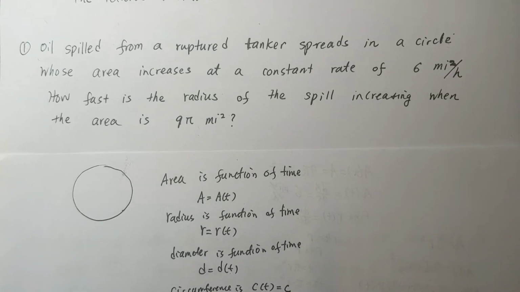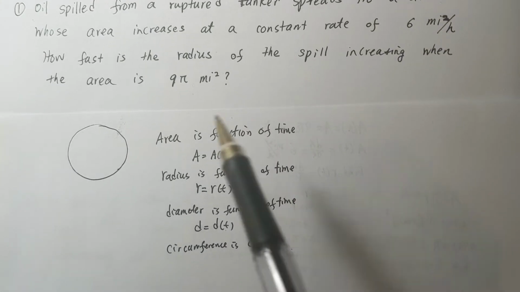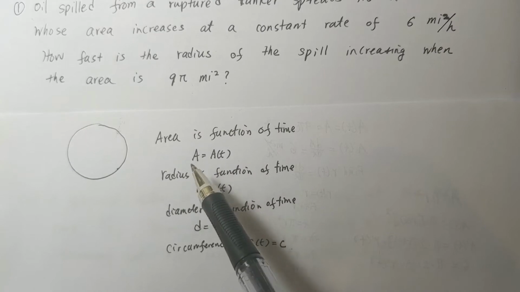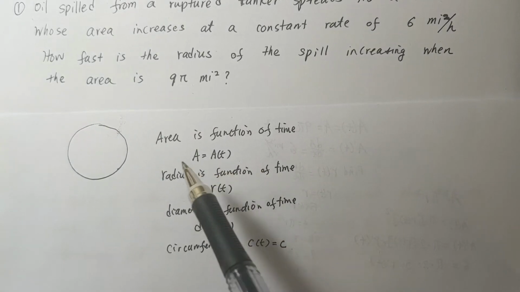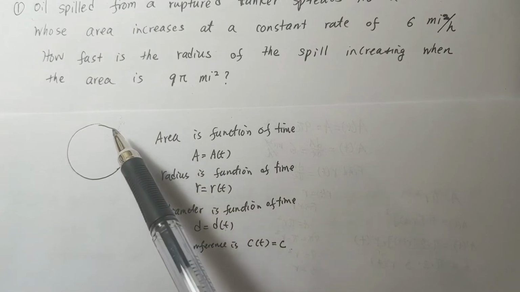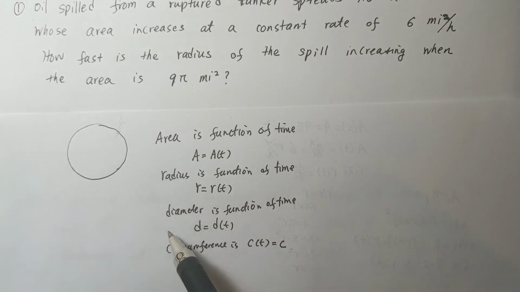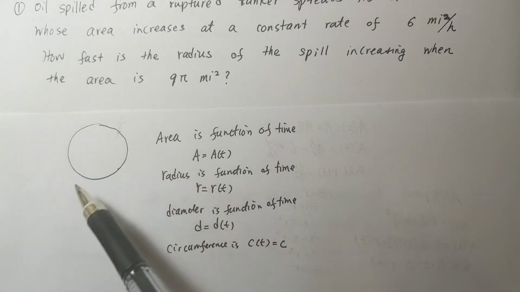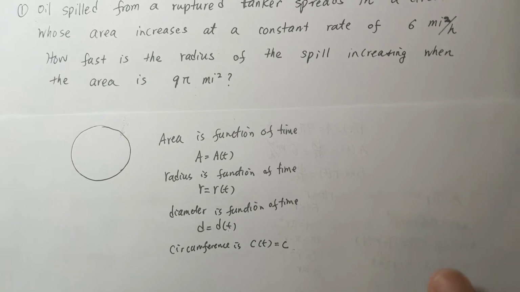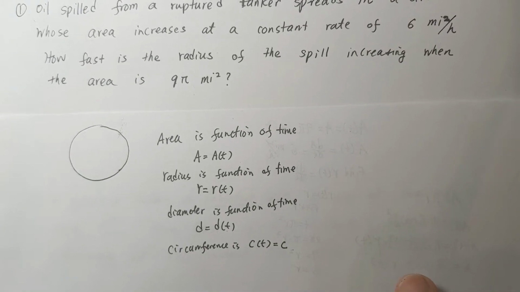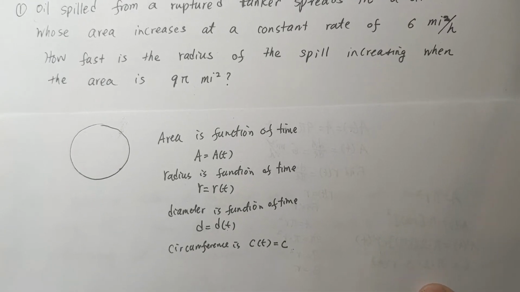And then as the area increases, the radius also increases. So therefore, the radius is also a function of time. R is R of t. And then, of course, the diameter is increasing, so the diameter is also a function of time. So d equals d of t, and the circumference is also a function of time. So that is what it means that the related variables are each functions of time.